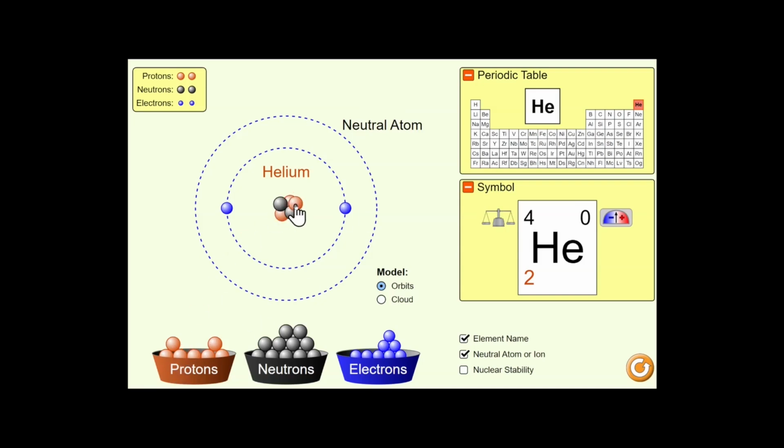If we put another proton in, it becomes lithium. But still, the number of protons matters. We put a neutron in there just to balance it out. We put an electron, it's not going to go in the inner shell. It only fits 2 electrons. It has to go in the outermost valence shell.